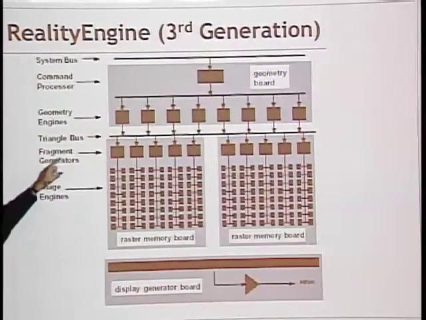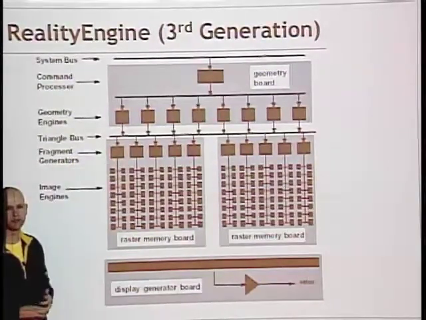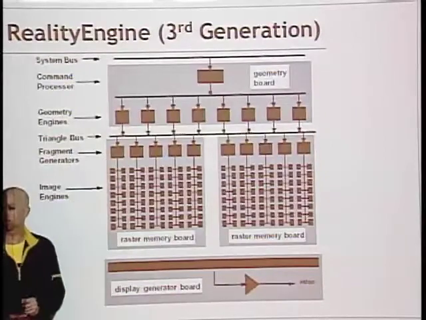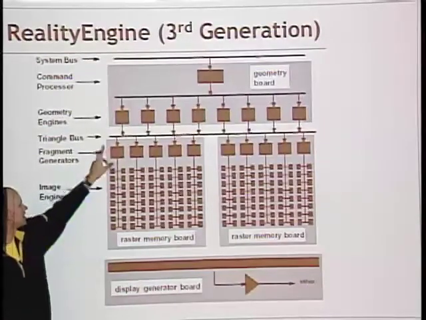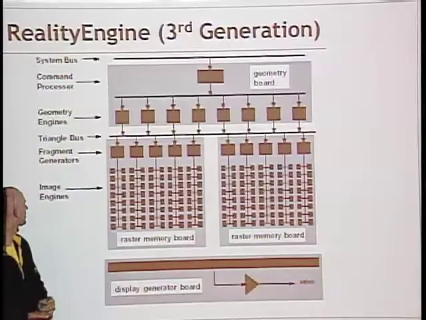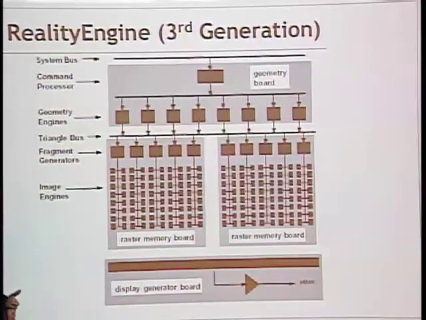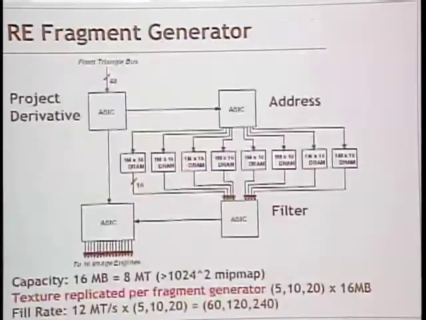So we have triangles that come into these fragment generators. The fragment generators are what has to do the rasterization. So it takes a triangle off this bus, and we have a bunch of these operating in parallel. And the texturing is actually done in the fragment generator. So we're going to take a look at that in a little bit of detail here.